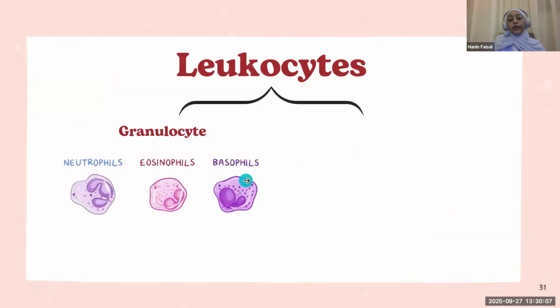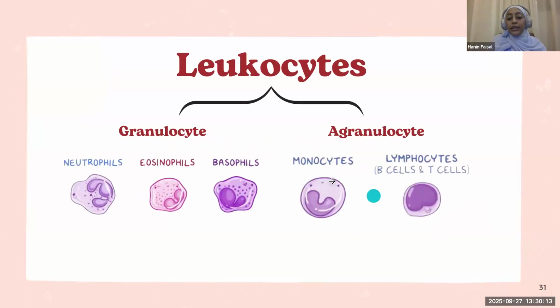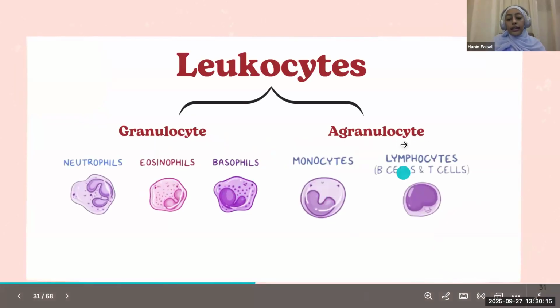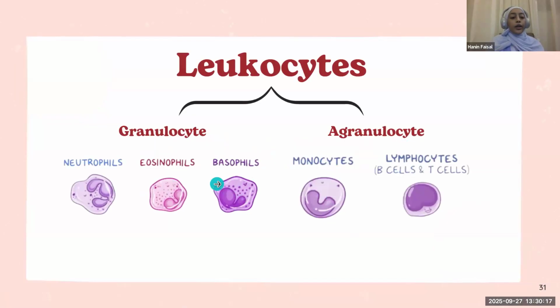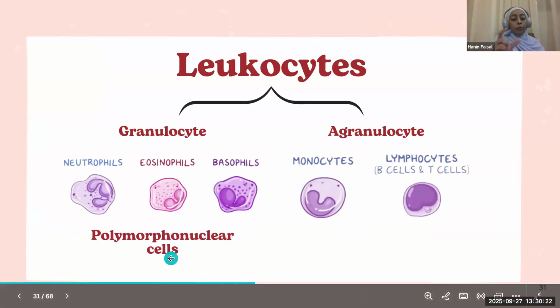Those are the granules. And you have agranulocytes, meaning that under the microscope, a is like without. They do not have granules, which are basically like monocytes and lymphocytes. Another way of classifying them or naming them is polymorphonuclear cells. Poly meaning like multiple, nuclear. Why did they name it this way?